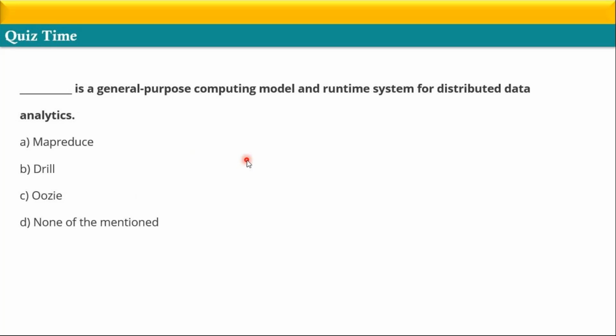The B drill, Akhil. B drill, huh? Yes, sir. Okay, Naresh says A again, sir. Naresh A. I got the answer from two. A, MapReduce, Raj. Okay, sir, MapReduce. Kishan, okay, yes, Kishan, MapReduce.